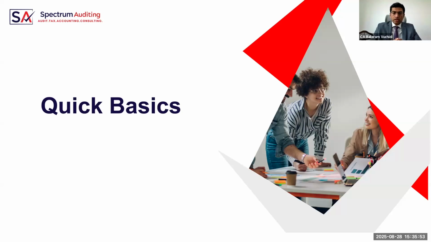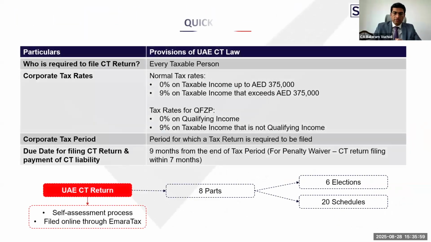As we know, we have 0% tax that is applicable for qualifying free zone persons, the entities which are in a free zone and which are eligible to get the status of qualifying free zone person. They will get the benefit of 0% on their qualifying income and 9% on the taxable income which is not qualifying. You will still continue to be called a qualifying free zone person, but on that portion of income which is not qualifying income, 9% tax will be levied. And on the rest of the income which is qualifying income, the tax rate is 0%, if you are a free zone person qualifying to be a qualifying free zone person.